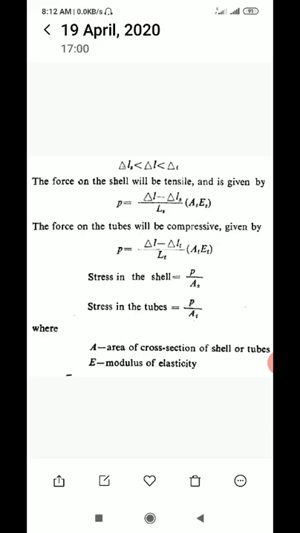into AS ES. Similarly, the force on the tube will be compressive, and it is given by P is equal to (delta L minus delta LT) upon LT into AT ET. And the stress in the shell can be calculated as P upon AS, and the stress in the tube can be calculated as P upon AT, where A is the cross-sectional area of tube or shell and E is the modulus of elasticity.